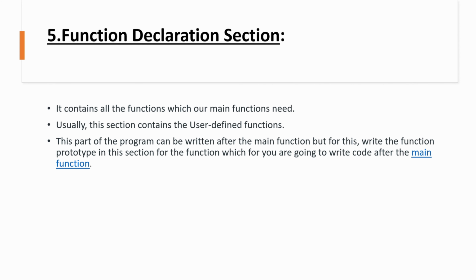The next one is function definition section. So what is it? It contains all the functions which our main function needs. We can write our own functions and we can call them in the main function. So we define functions and we declare them, whichever the main function needs. Most of the time, this section contains user-defined functions. That means we define functions with our own variable names.